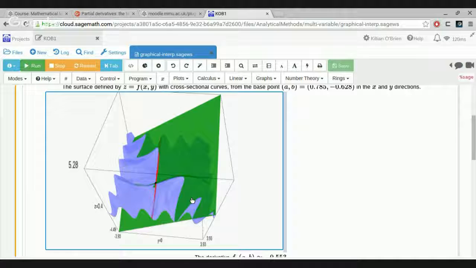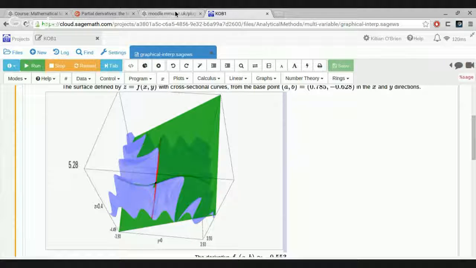So I'll put the link to this in the comment to the video, and it's certainly something you could try and reconstruct in MATLAB as well, or indeed take the Sage code that I've got here and mess around with it further.